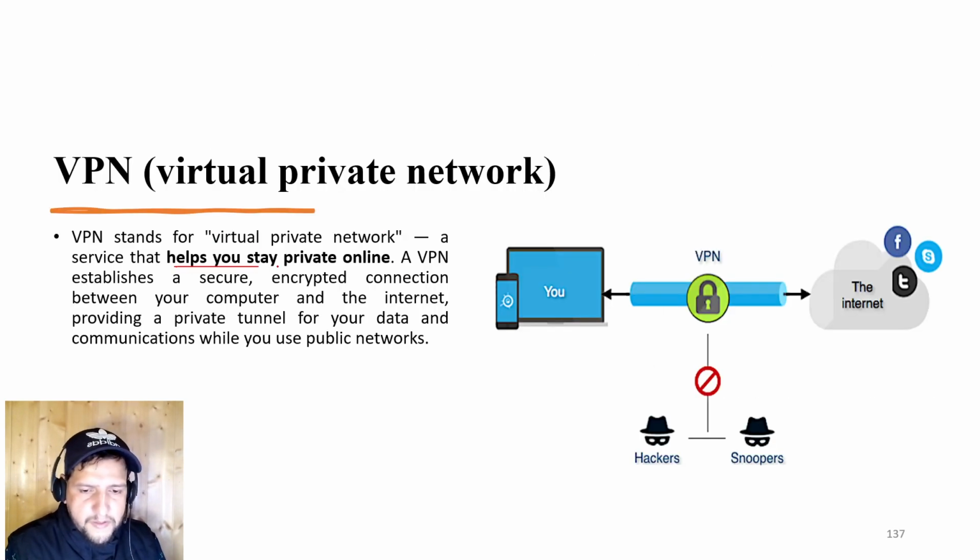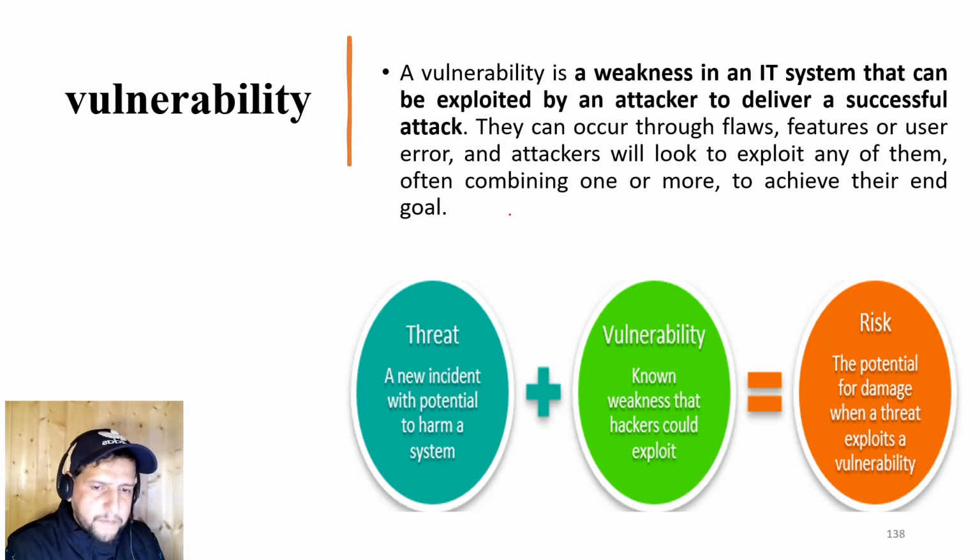VPN is a service that helps you stay private online. You establish a secure encrypted connection between your computer and the internet, providing a private tunnel for your data and communications while you use a public network. A vulnerability is a weakness that can be exploited by an attacker to deliver a successful attack. This can occur through flaws, features, or user error. An attacker will look to exploit any of those, often combining one or more to achieve their end goals.